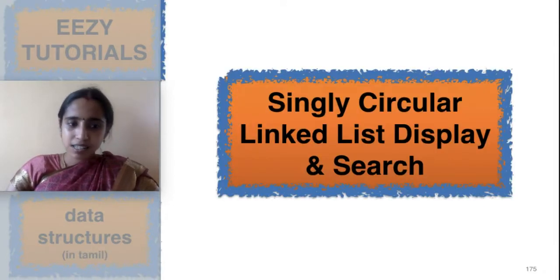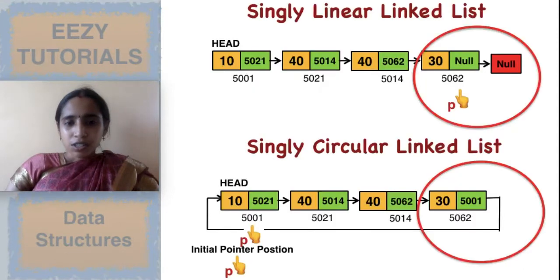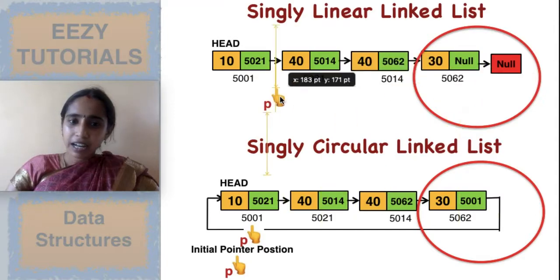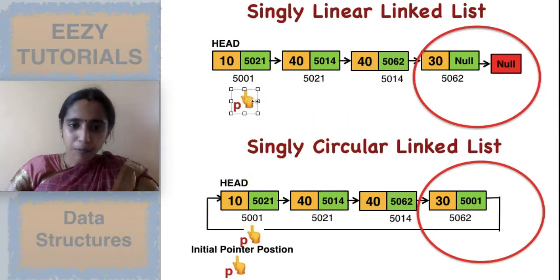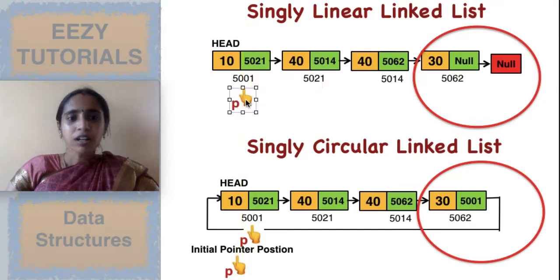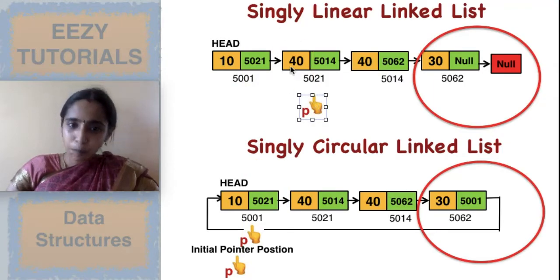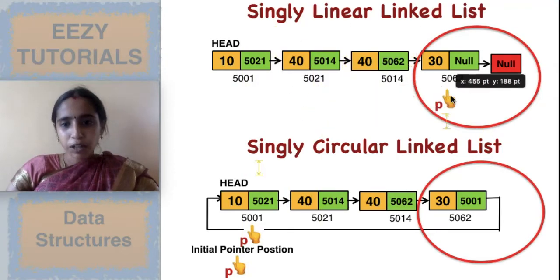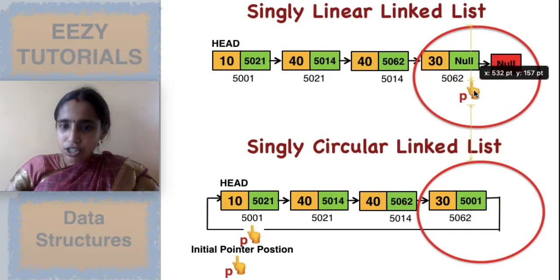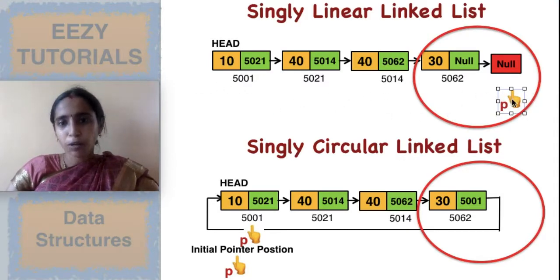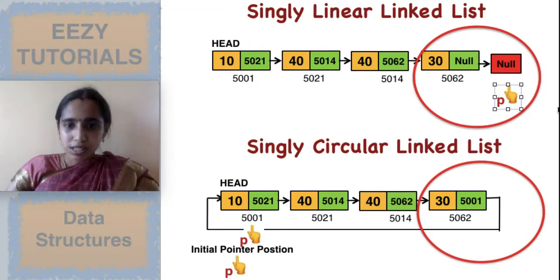The next ADT is display followed by search. So pictorially, you can see the same change. How will you display the singly linear linked list? First you will have a pointer p which points to the head node. You will print the node's information, then you will move the pointer p. Again you will print, then you will move. How long will you do this? When you reach null, you will stop the code. So while p is not equal to null, you run the code. When p is equal to null, you stop the code. So this is for the linear linked list.